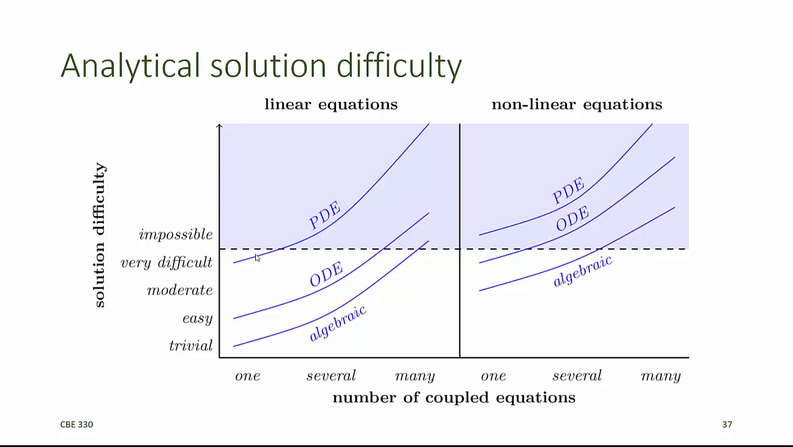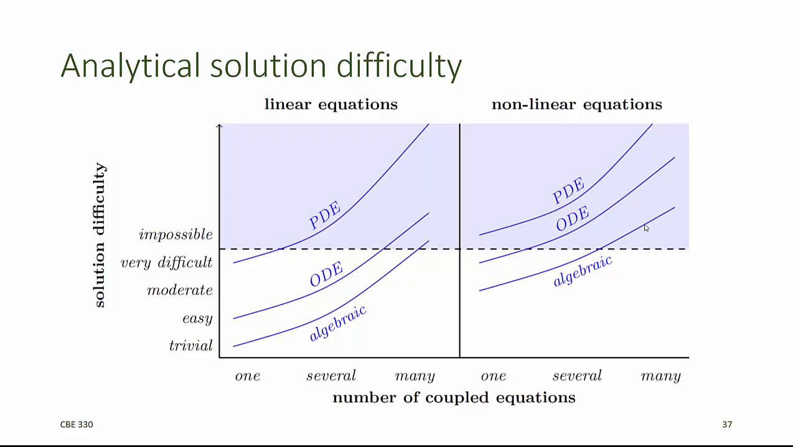And if our model equations are nonlinear instead of linear, then these curves shift up on the plot shown here, meaning that the solutions become even more difficult to find. And even a modest number of nonlinear algebraic equations can be impossible to solve. This is not very encouraging.